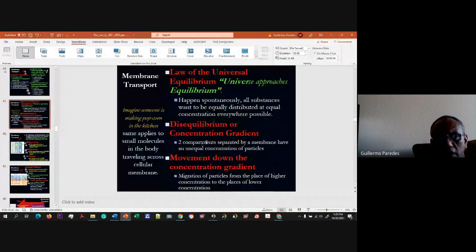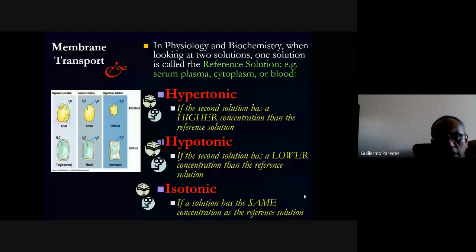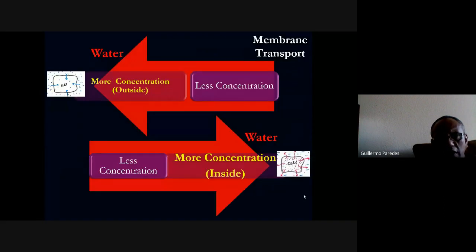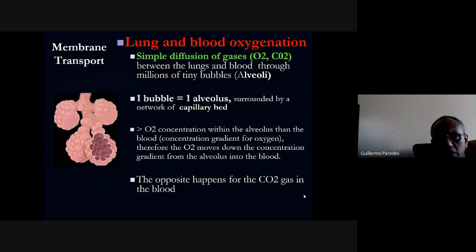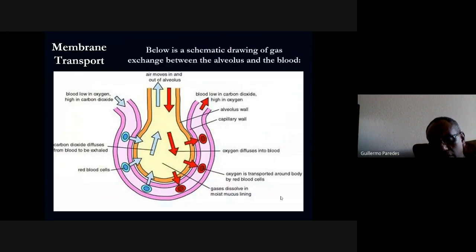There you are, see? We were talking about the equilibrium, the universal approach to equilibrium: hypertonic, hypotonic, isotonic. Okay, simple diffusion, the best example is going to be oxygen and carbon dioxide. That's happening in the lungs, simple diffusion of gases, oxygen and carbon dioxide, tissue or gas exchange. I need to explain this. All right, so here we have the alveolus. Look at this. This is gas exchange.